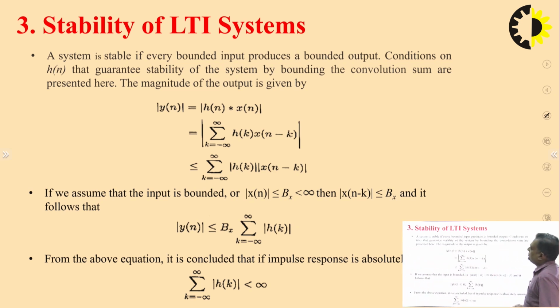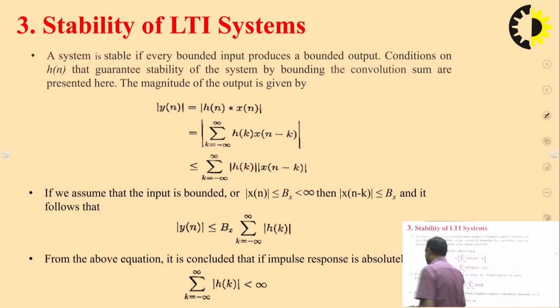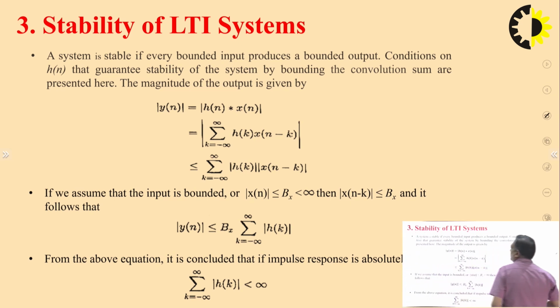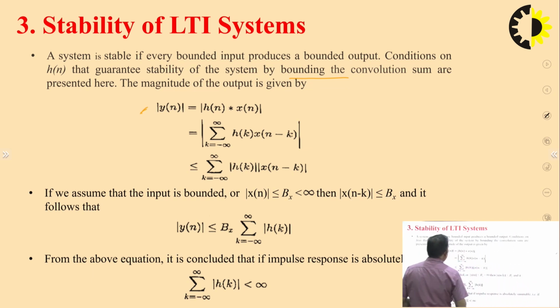A system is stable if every bounded input produces a bounded output. If you give a bounded input, a small input, and you get a small output, then we can say this system is stable. So the conditions on h[n] that guarantee stability by bounding the convolution sum are presented here. The magnitude of output is mod of y[n]. We have the equation y[n] equals h[n] convolution x[n]. We have taken mod on both sides, then written the expression for convolution.